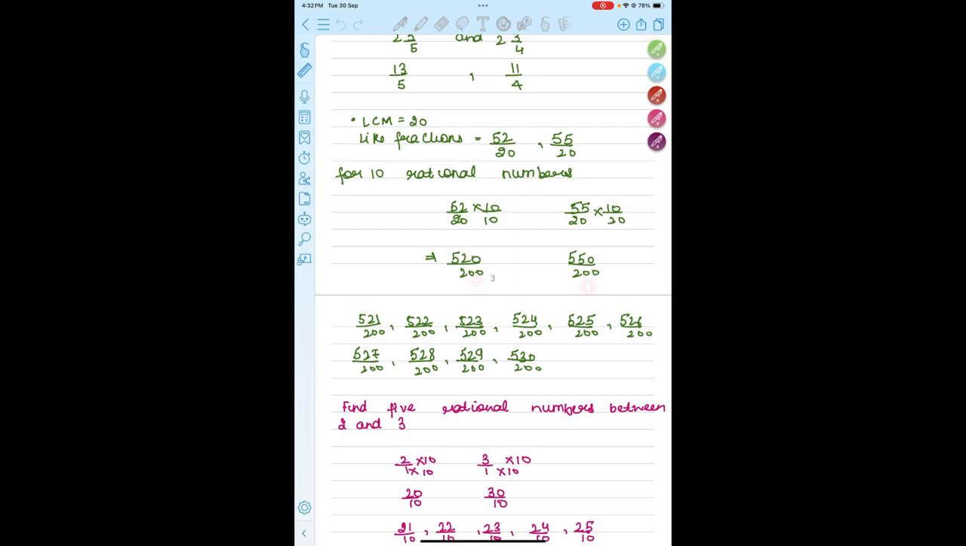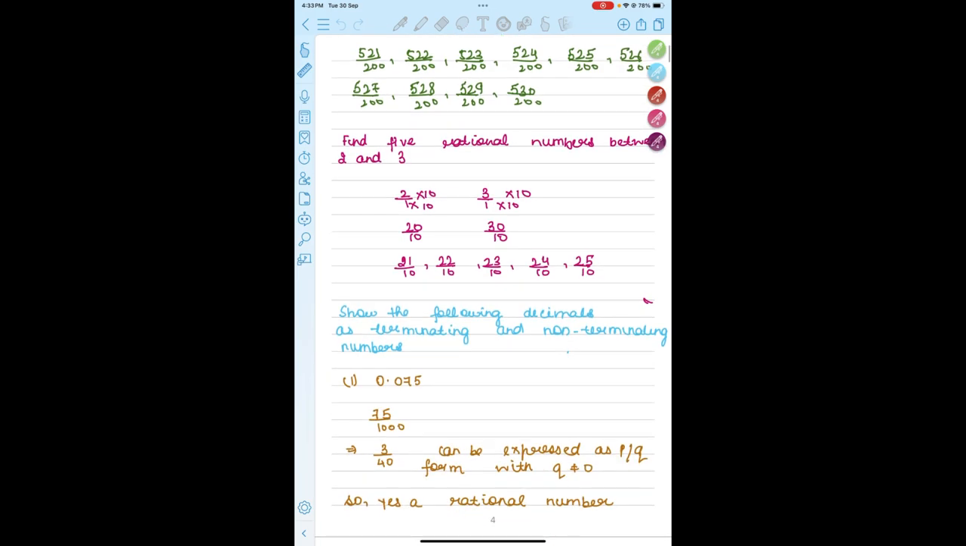So I have it can be 521 by 200, 522 by 200, 523 by 200, 524 by 200, and there can be many. Instead of 10, you could have used 100, 1000, any number, 9, 10, 11, any number. I have used 10 because multiplication with 10, 100 or 1000 is easier.